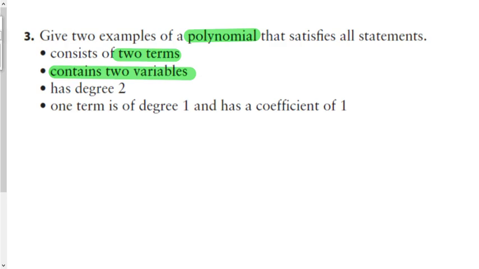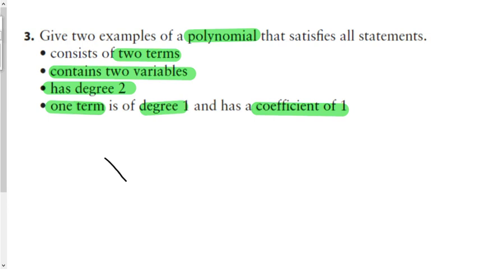The polynomial has to have a degree of 2, which we studied yesterday, which is a little confusing, but it's okay. But one of the terms has to have a degree of 1 and the coefficient of 1. Okay, so here we go. The polynomial, it's a binomial, has to have two variables. The binomial has to have a degree of 2. And of those two terms, one of them has to have a degree of 1 and one of them has to have a coefficient of 1. Okay, I got the answer.